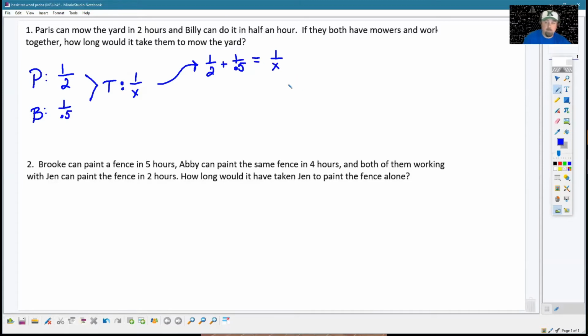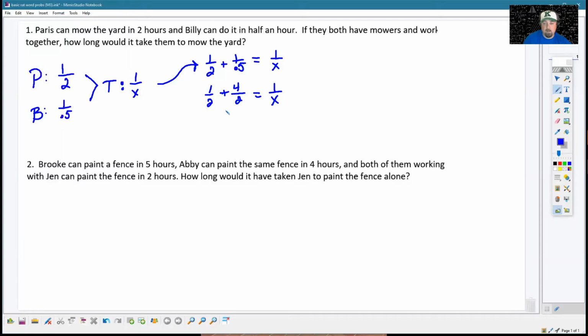And the way that I'm going to solve this is I'm going to make this a proportion here, and I'm going to cross multiply and solve. So I need to add these two fractions together. So I need to get a common denominator. So I'm going to multiply the 1/0.5 by 4, because 4 times 0.5 will give me 2 on the bottom. So it means I get a 4 on the top, a 2 here, and I get 1/x.